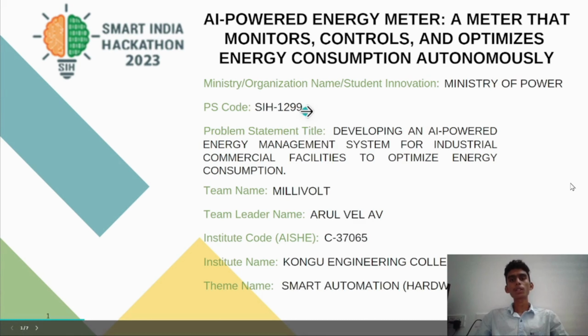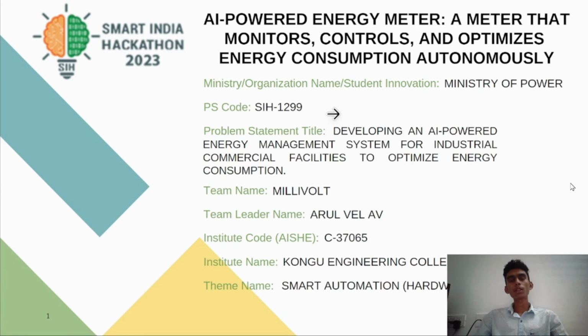So, the problem statement that we have taken is 1299. It is a problem statement based on the unit of power, which is developing an AI-powered energy management system for industrial and commercial facilities to optimize energy consumption.